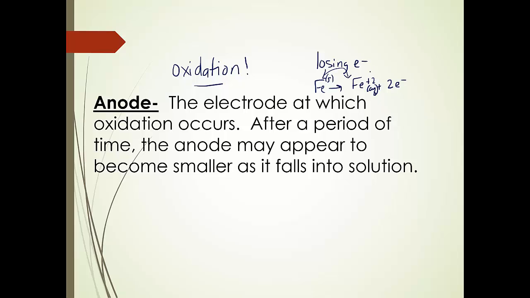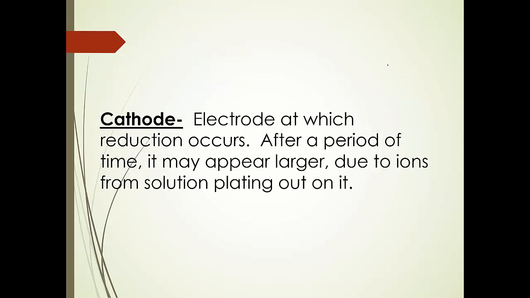So anode is oxidation. Cathode then is where the reduction happens. And in all of electrochemistry, you have to have an oxidation and reduction. Redox stands for reduction oxidation. We don't have a re-re or an ox-ox. That doesn't happen. You have to have both.